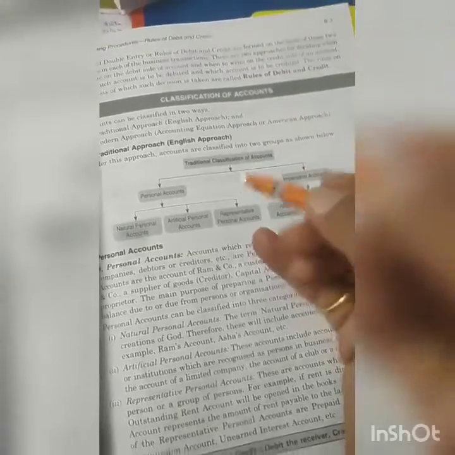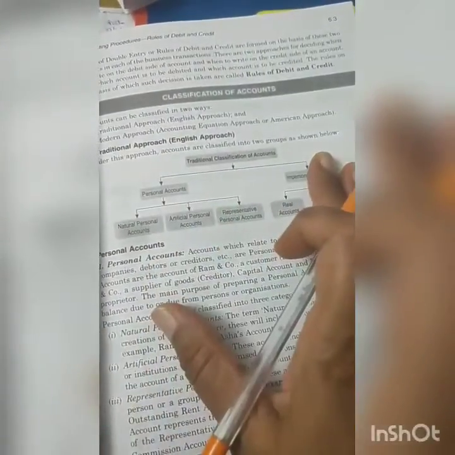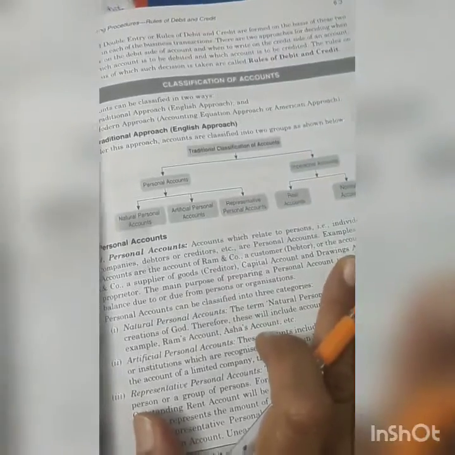Something takes place on the debit side and another one is on the credit side, right? Now, this double entry system means it is entered two times, once on the debit side and another one on the credit side. What is this debit and credit? How to write? Very soon we will study about it. Okay.